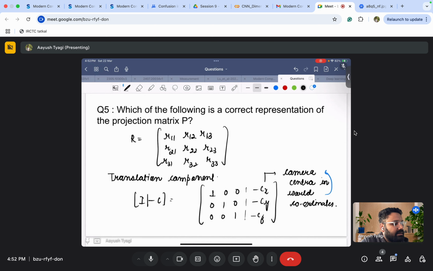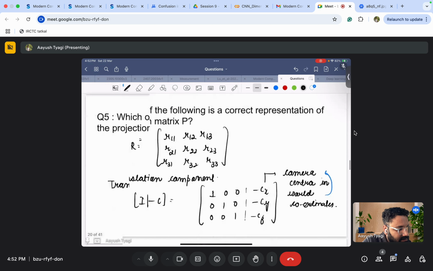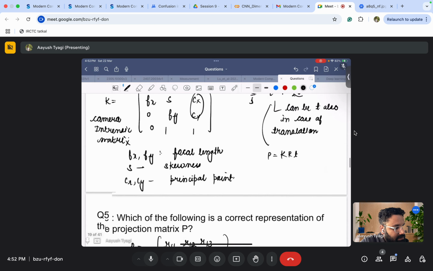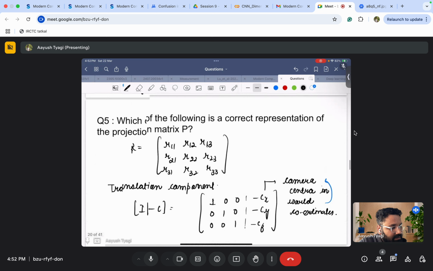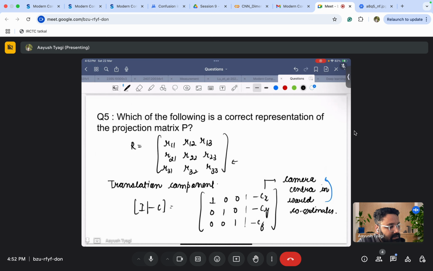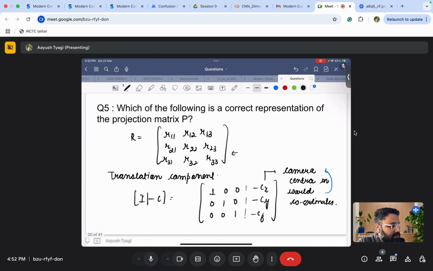So which of the following is the correct representation of the projection matrix? I think here K I have defined, R is basically in this order. This translation component is taken care of basically from world coordinate to camera coordinate.